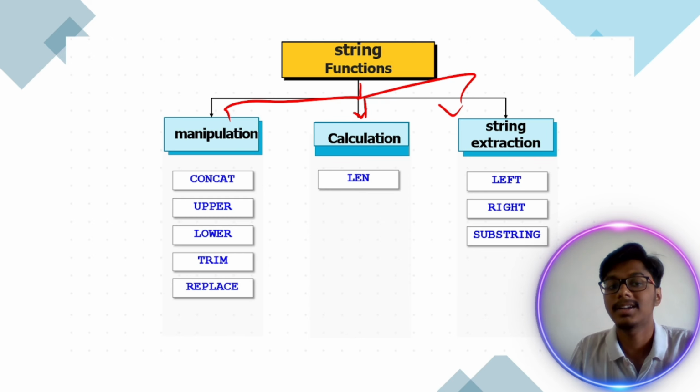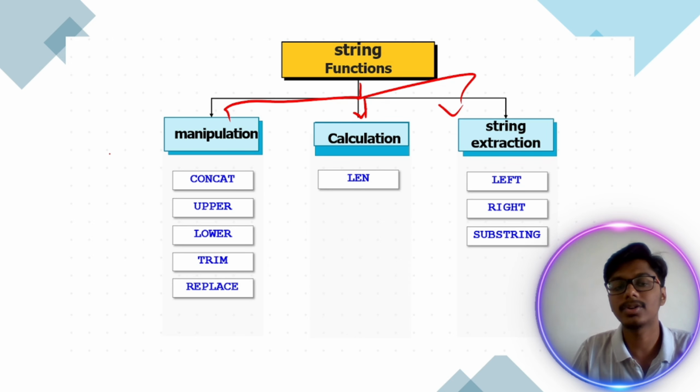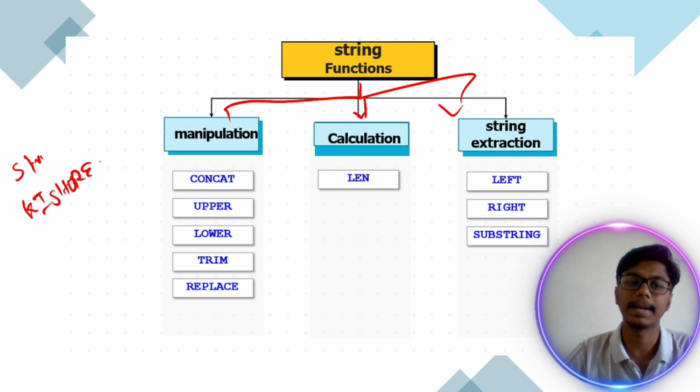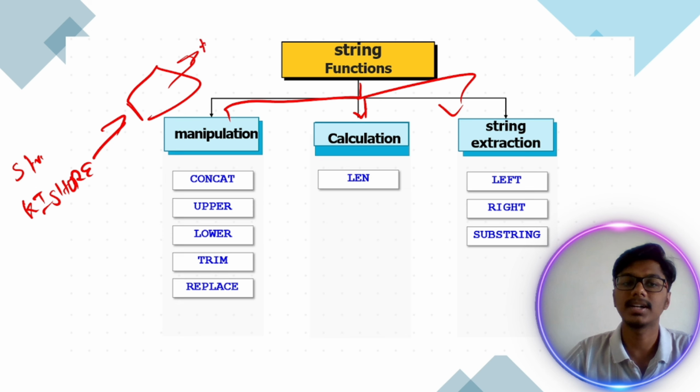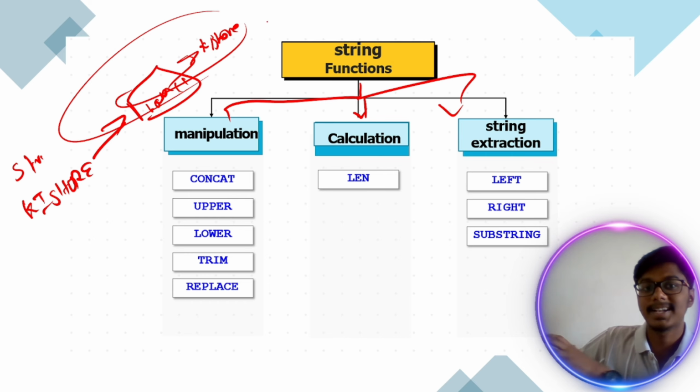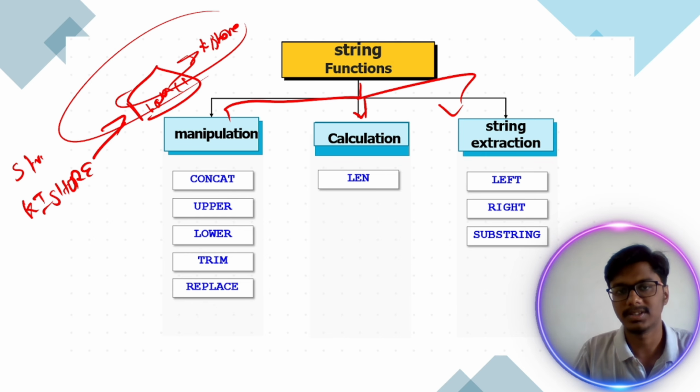Manipulation means we are going to transform one string into another. For example, if I put my name in caps and give it to a function, and I want the output as lowercase, if I give it to the lower function, it will give it as small cases. That is what we are going to transform in strings, and that's the meaning of manipulation.